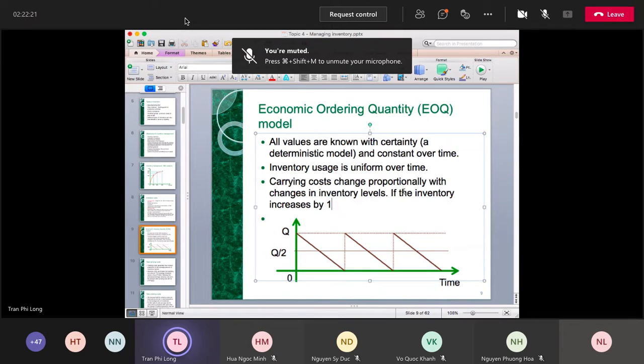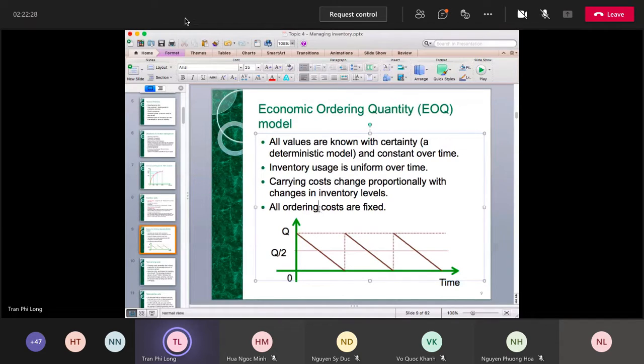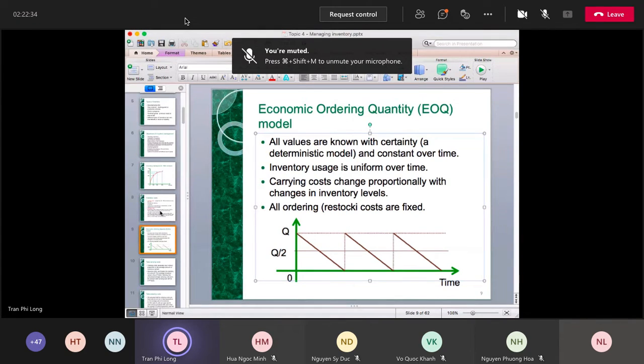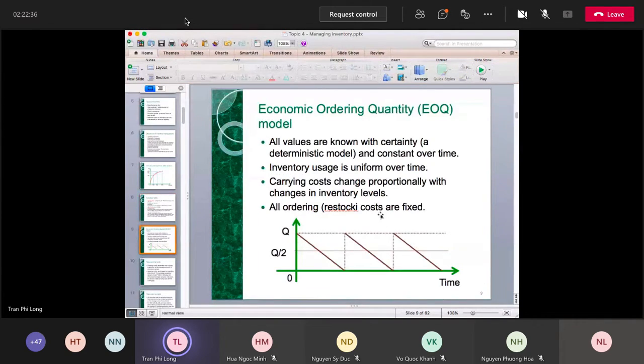Let's say the restocking costs are fixed. Later you will understand more about this one.